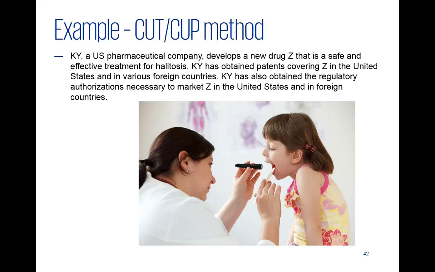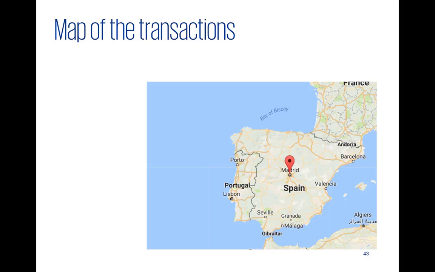Imagine that there's a company, KY, a US pharmaceutical firm, and it's developed a new drug Z, and that drug treats bad breath, halitosis. So KY has gotten the patents on that drug, and they've now gone through all the clinical trials and testing. They've got the regulatory approval to market the drug in the United States and in foreign countries. So what's going to happen next in this example? Well, let's map the transaction so we can see what's going on.